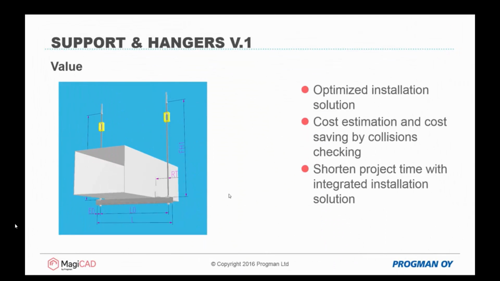With the Support and Hanger tool, the user can configure and optimize each individual support and hanger depending on the exact conditions for the individual suspension. Based on the configured solution made in the BIM environment, it will be possible to do cost estimations for support and hanger, and cost saving by eliminating problems already in the model and not on site. In fact, by using MagiCAD Support and Hanger, it will be possible to shorten the whole project delivery time by using a BIM-related workflow also for Support and Hanger objects.